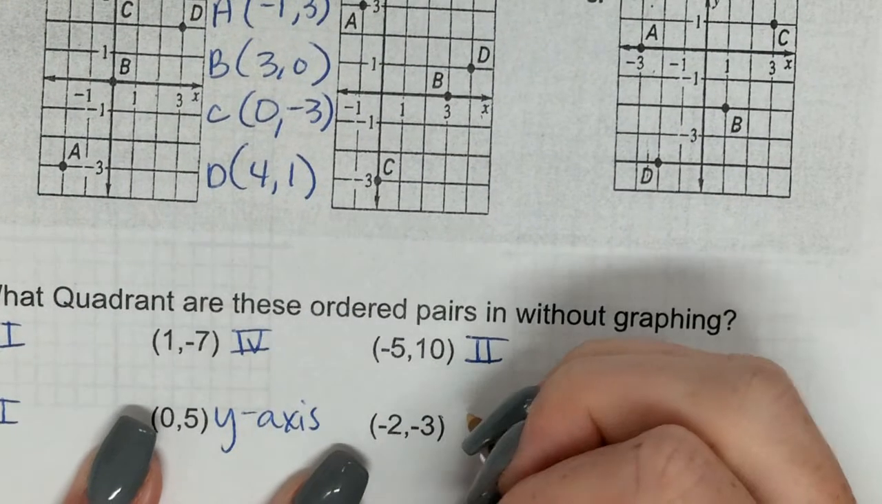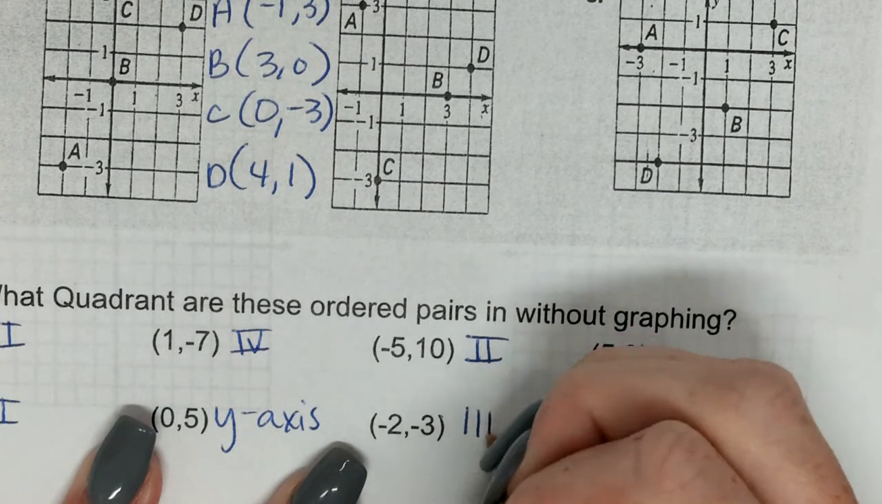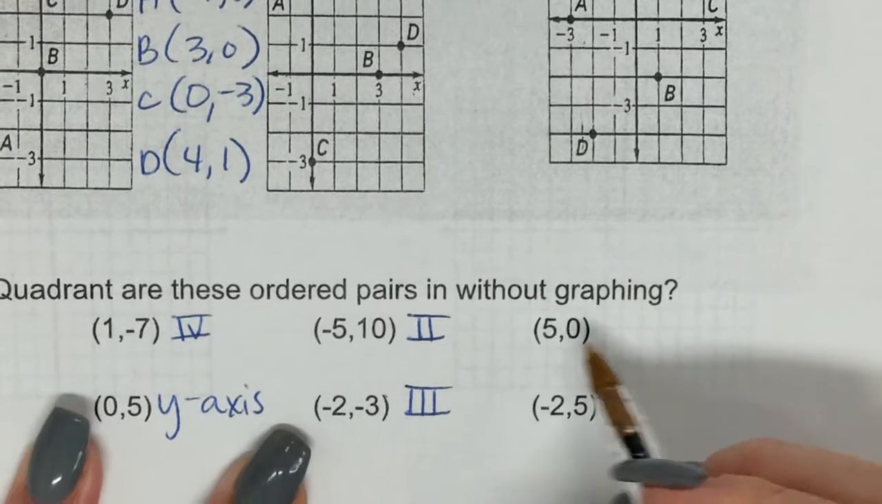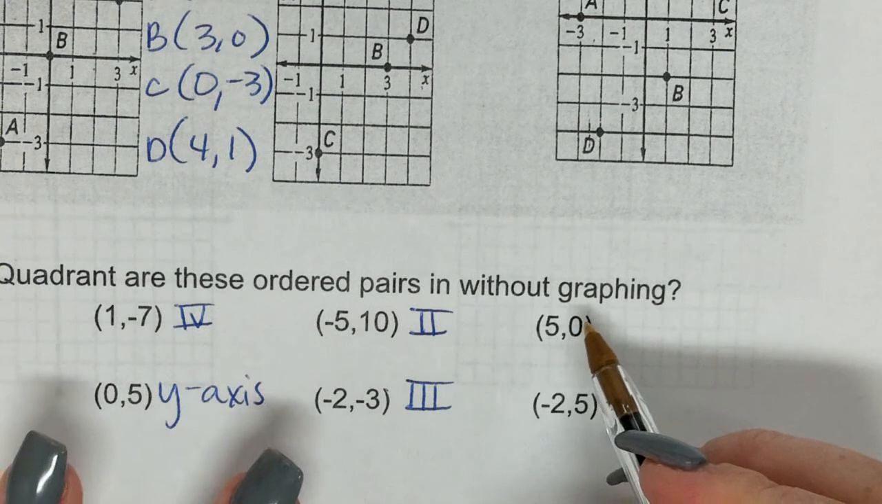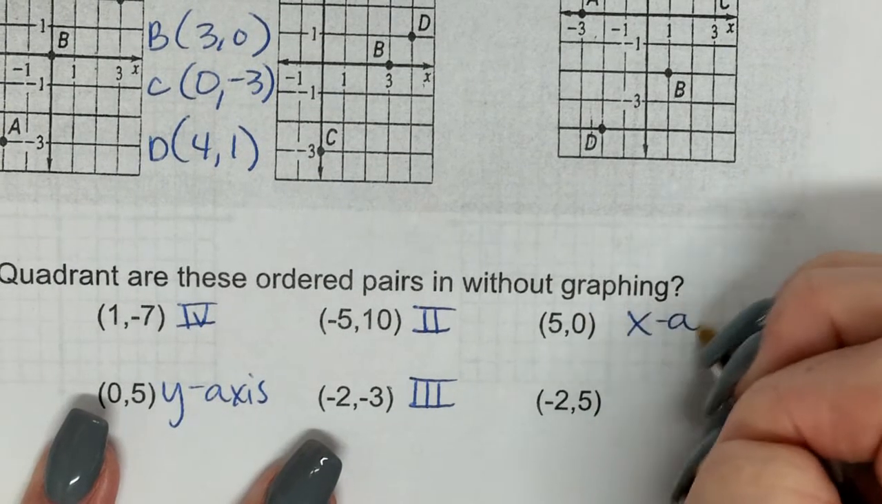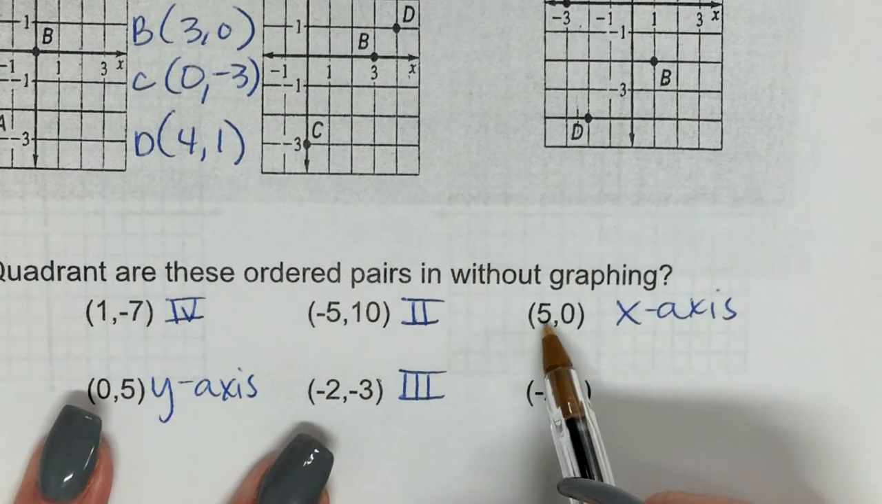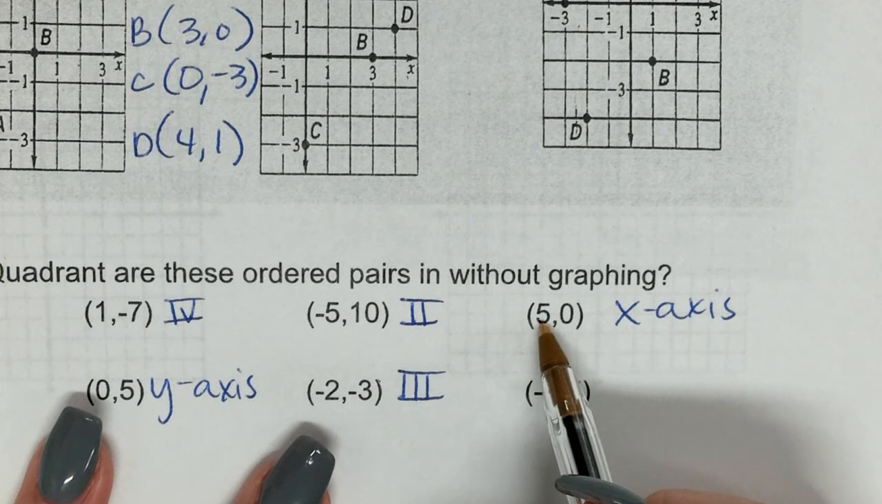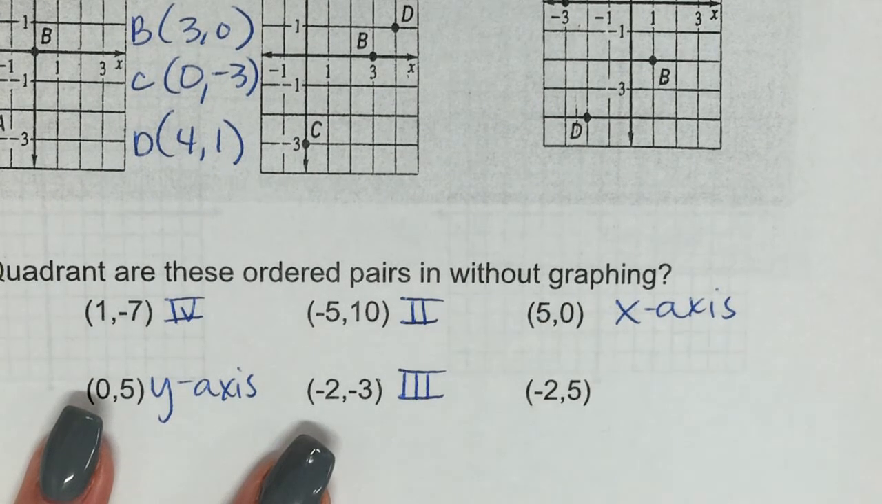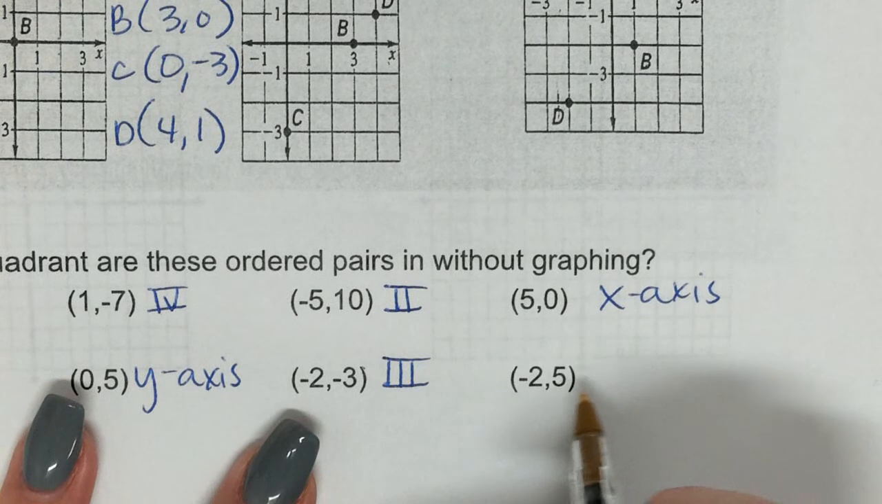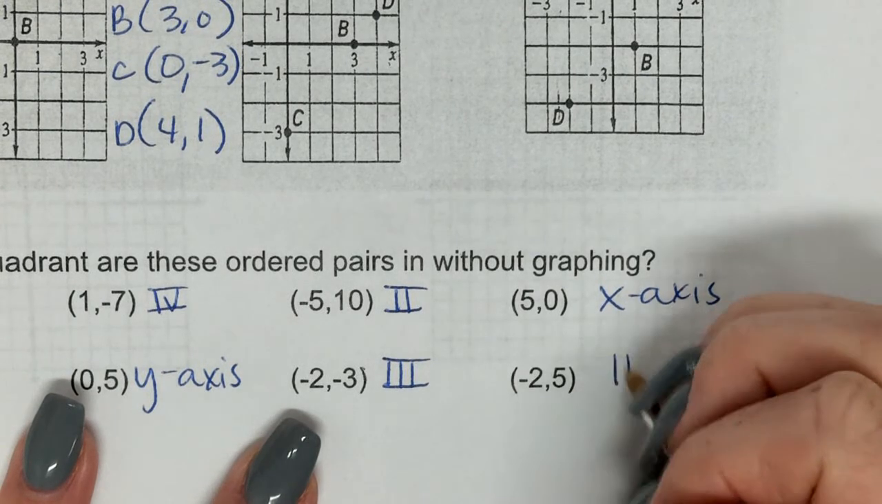Okay, the next one, negative, negative. 3, 5, 0. X-axis. Guys, and if you're ever confused, if you look right here, the 5 is X. That means it's on the X-axis at 5. Okay? All right, a negative, positive. Quadrant 2.